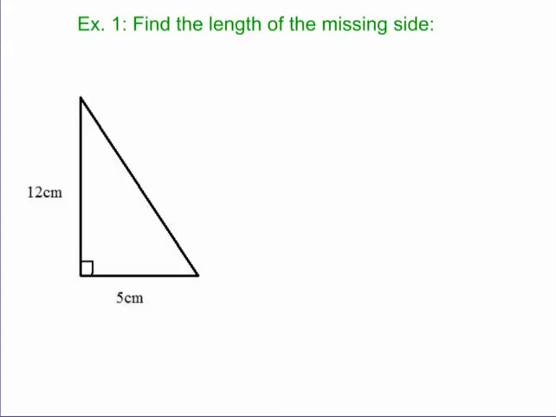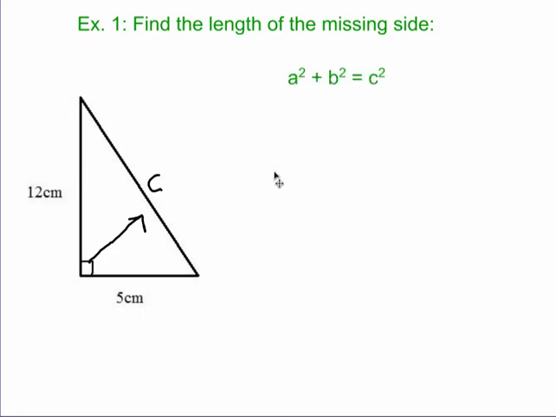Example 1 says find the length of the missing side. So I know that this side length is 12 and this side length is 5, and I want to find this missing side. Well, here's my right angle, and my missing side is across from it. So I know that this is my hypotenuse. I'm going to label it C. So my goal is to figure out what C is.